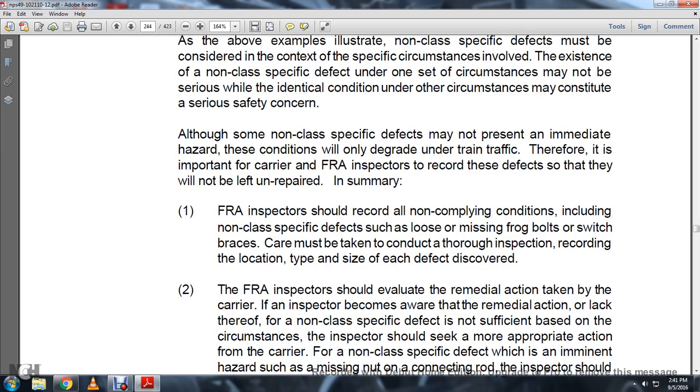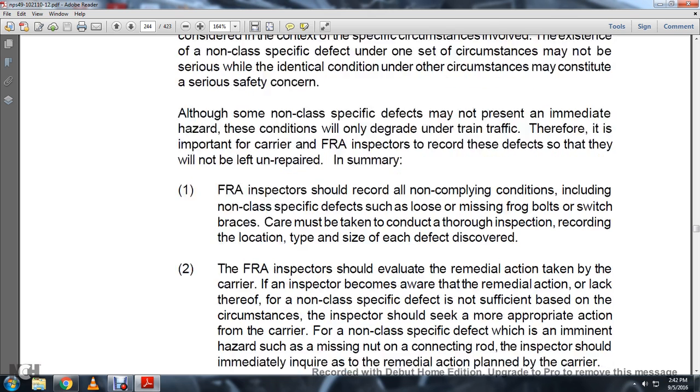Although none of the specific details may represent an immediate hazard, these conditions will only degrade under train traffic. It is important for the carrier and the FRA inspector to record these defects so that they will not be left unrepaired. In summary, 1.